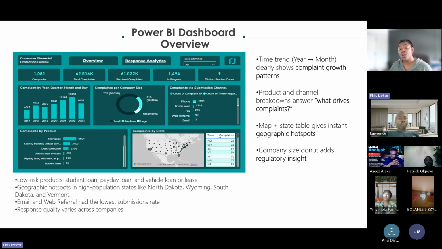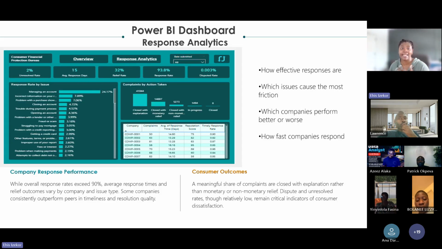States with low complaints, we have North Dakota, Wyoming, South Dakota, and Vermont. And email and web referrer had the lowest submission rates as compared to web in the first page. And also the response quality varied across. So over here is just showing you what the different boxes, what information they're giving, or the questions that I answered.